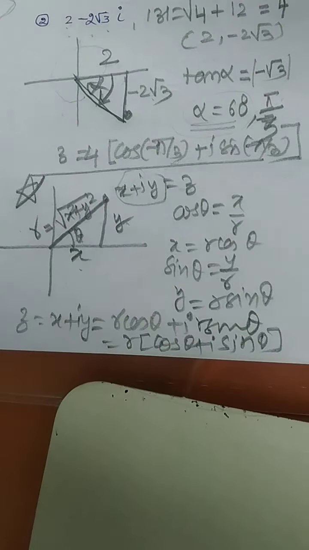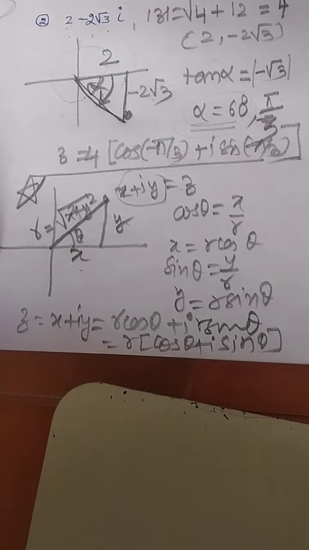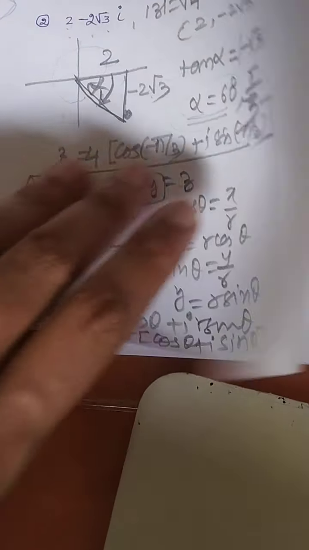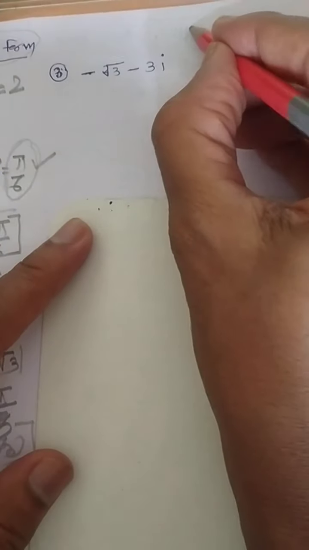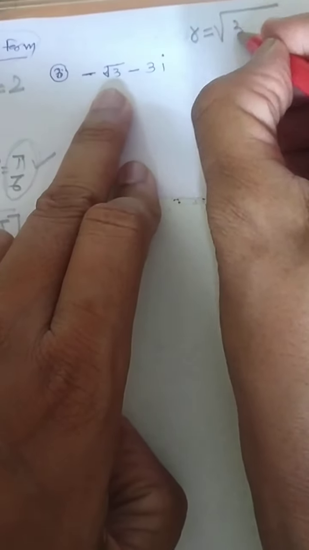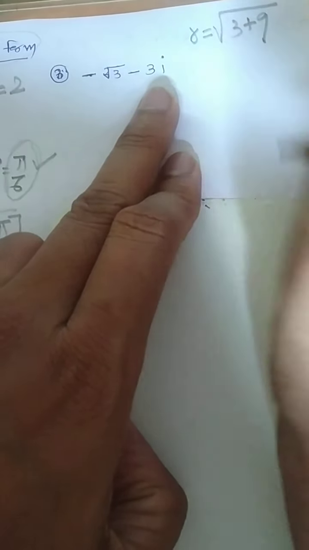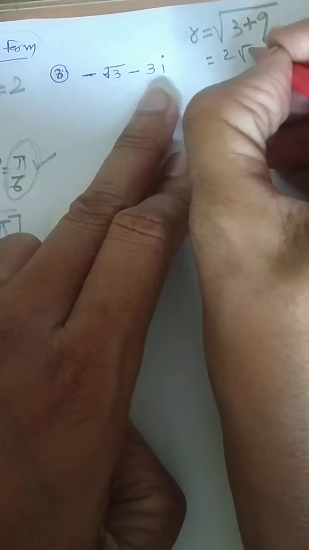So if you are comfortable with this, now you learn positive and negative also. We'll quickly try to get the polar form representation of two questions. Just look at this one. What is the first task? Getting r. R means the magnitude of this. The magnitude will be 3 plus 9, which is 12. 12 can be written as 4 times 3, so 2 root 3.